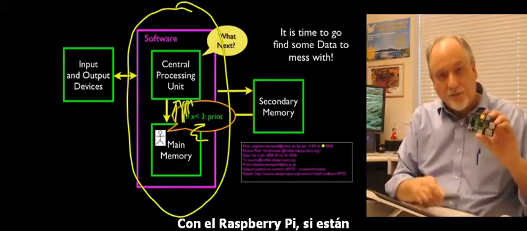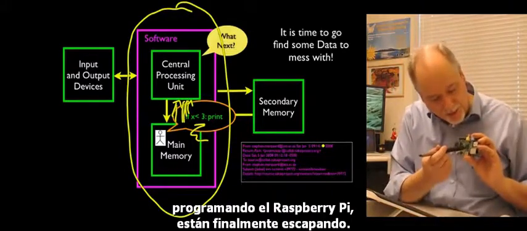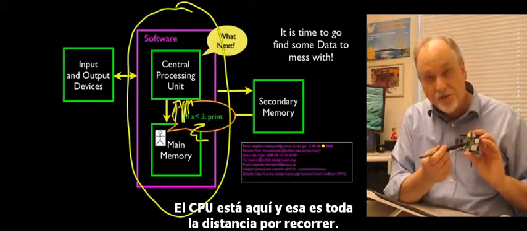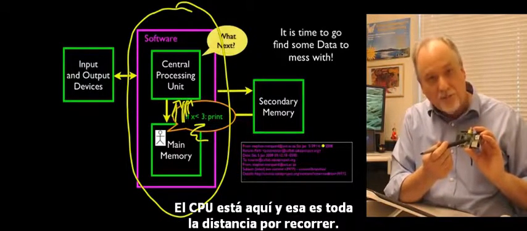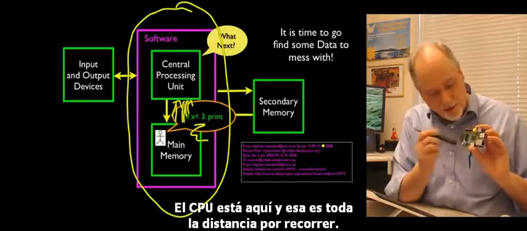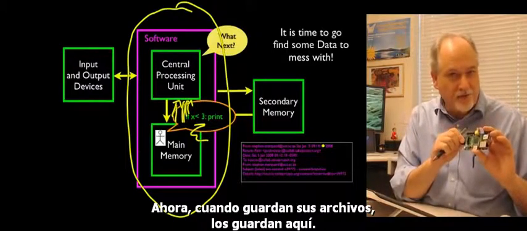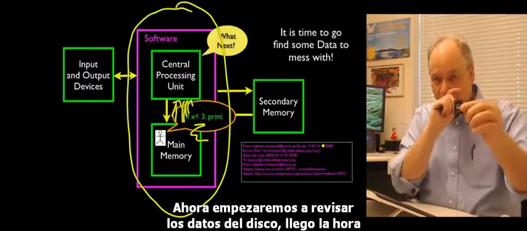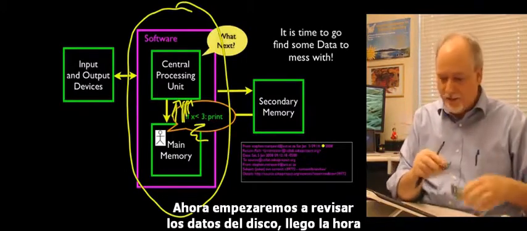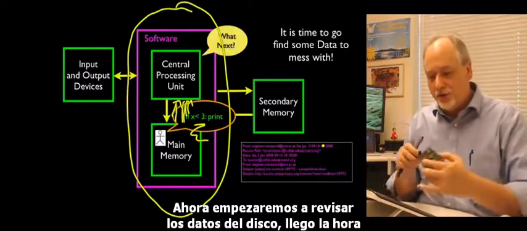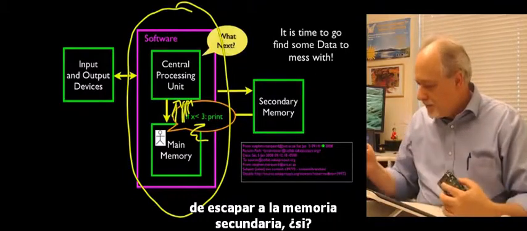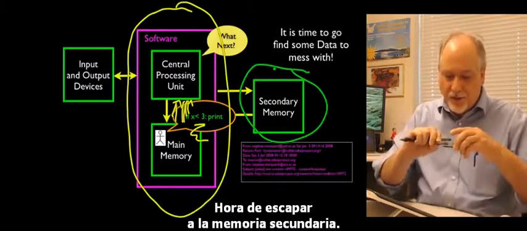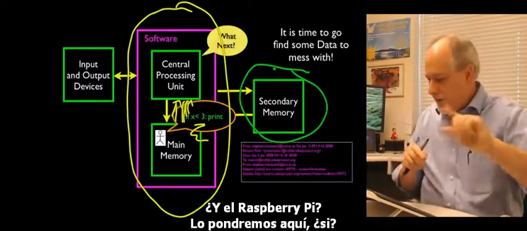And so if you're programming the Raspberry Pi, you're sort of finally escaping. All your programs were in here, your CPU is in here, and that's pretty much how far you got to run. But now, of course, when you save your files, you save them to here. Now we are going to start looking at data on the disk drive. So it's time to escape to the secondary memory. There's the Raspberry Pi, you go right there.